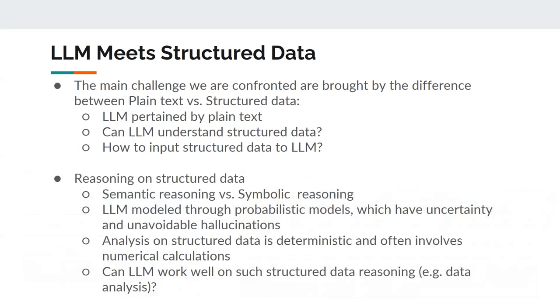Okay, next is the second challenge, which is reasoning on structured data. There are two main approaches to reasoning with LLMs, semantic reasoning and symbolic reasoning. Semantic reasoning is where we hope that the LLM can directly reason on the structured data. This approach is more intuitive and aligned with how humans naturally reason. However, it's important to note that LLMs are modeled through probabilistic models, which inherently have uncertainty and can lead to unavoidable hallucinations. On the other hand, symbolic reasoning involves using semantic parsing techniques to convert user queries into a programming language for data querying. This approach is deterministic and often involves numerical calculations, which makes it more robust against hallucination.